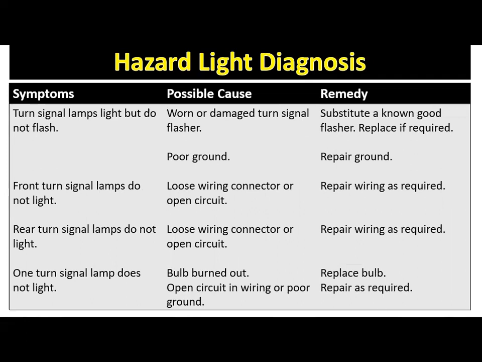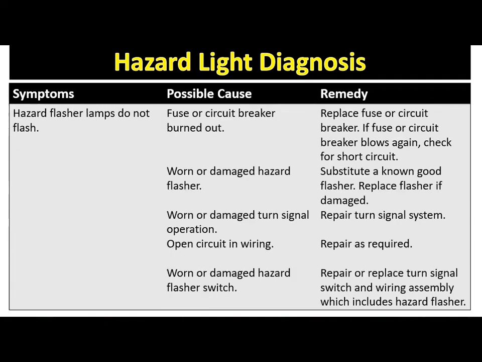Another symptom: turn signal lamps light but do not flash. Worn or damaged turn signal flasher or poor ground. Just substitute a known good flasher, replace if required, and repair ground. Another symptom: front turn signal lamps do not light, loose wiring connector or open circuit. Repair wiring as required. Rear turn signal lamps do not light, loose wiring connector or open circuit. Repair wiring as required. Another symptom: one turn signal lamp does not light, bulb burnout, open circuit in wiring or poor ground. Replace bulb, repair as required.